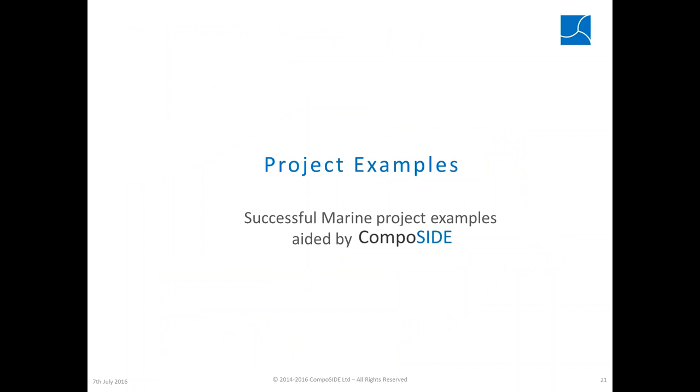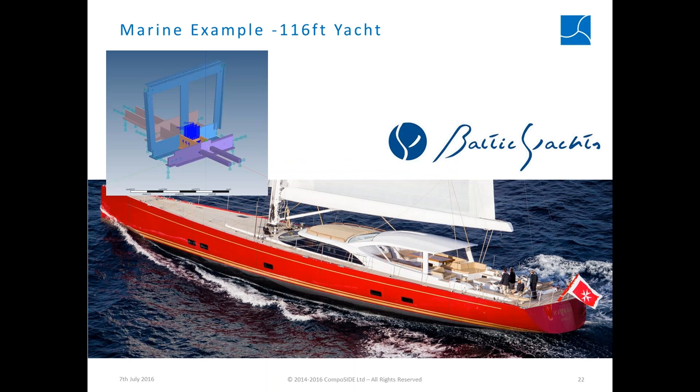So we've shown you a way of creating your vessel and analyzing your scantlings within CompoSIDE. Where is it used? So we've got a few successful project examples where CompoSIDE has been used within the marine industry. So the first example is a 116-foot racing cruising yacht. So as you can see here on the top left, we've used a 3D grillage analysis using section space and FE space to create a bulkhead structure. You can also use a shell model to create this, but at the time it was a lot easier to understand what was going on with this beam model.